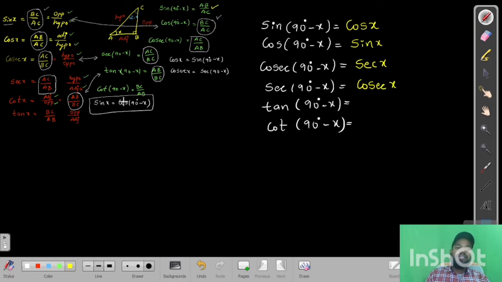Next, tan 90 minus x. That is nothing but AB by BC. Where is AB by BC? That is cot x. Next, cot 90 minus x is BC by AB. BC by AB, that is tan x.